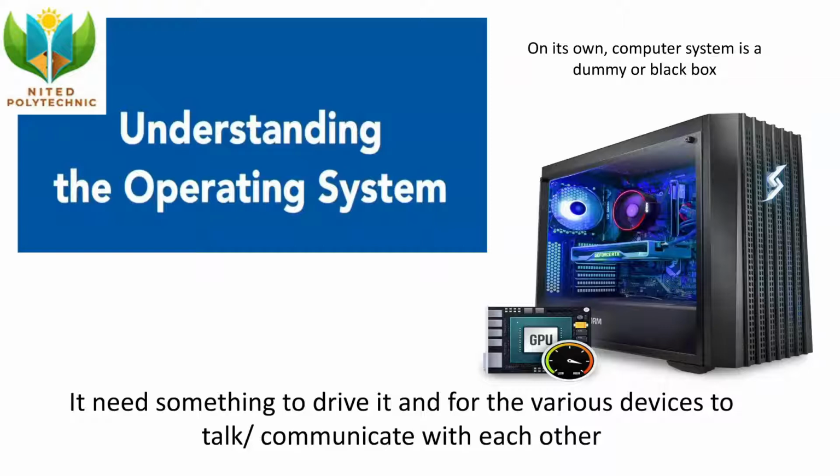So on its own, a computer system is a dummy or a black box. That is why we refer to it as a black box, because you have connected all of these components together. On its own, it's not able to work. So it needs something to drive it, and for the various devices to talk and communicate with each other, they must speak a language together. So that language they speak is what we refer to as a computer operating system.